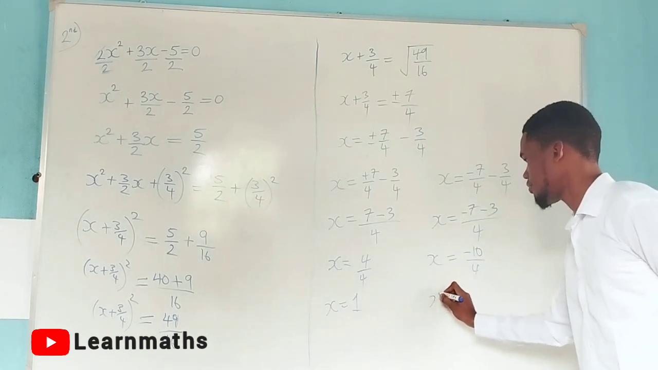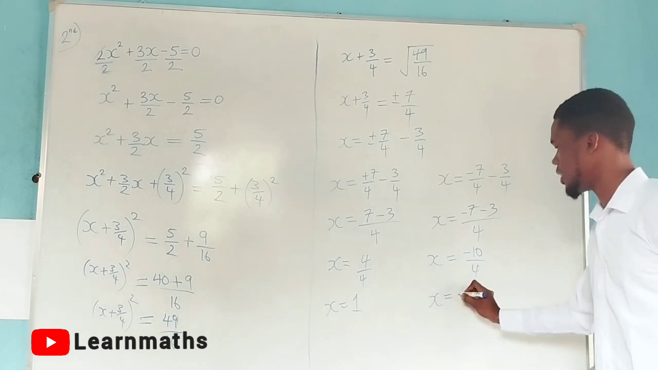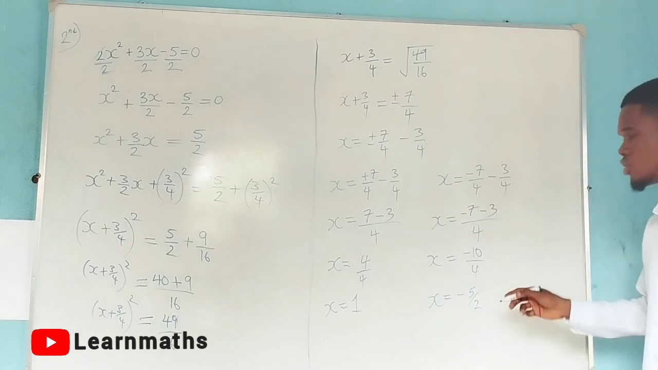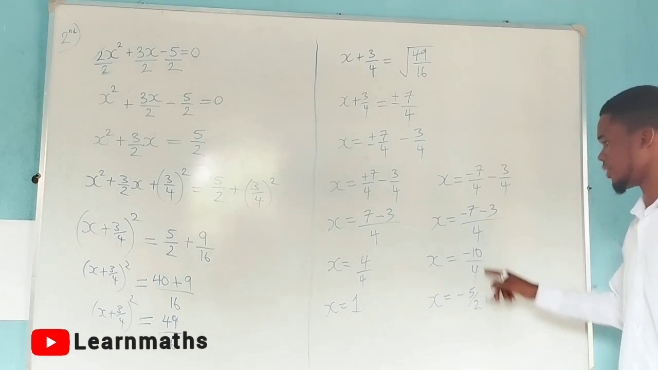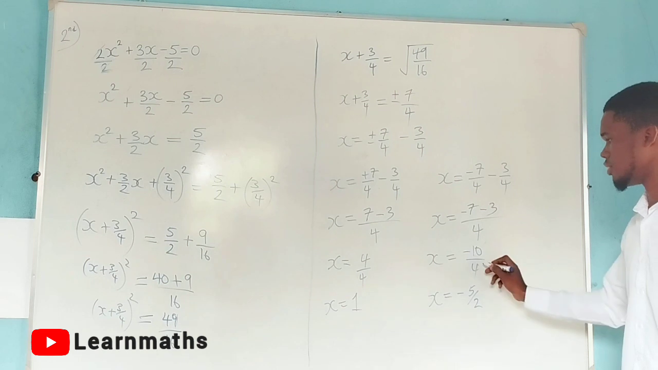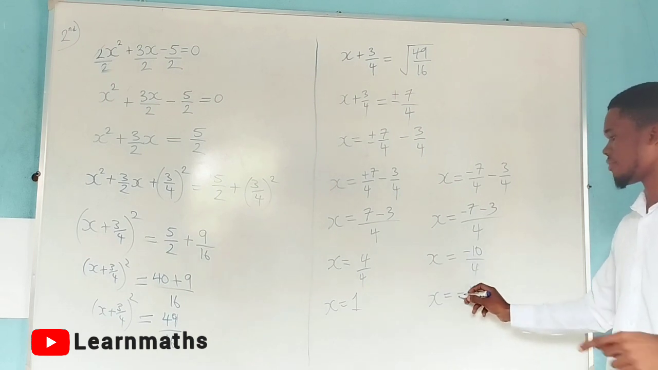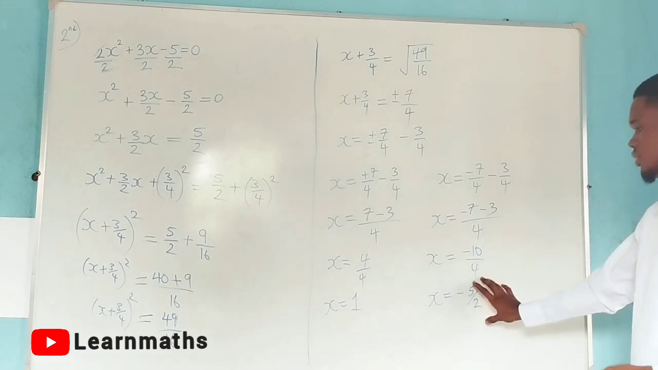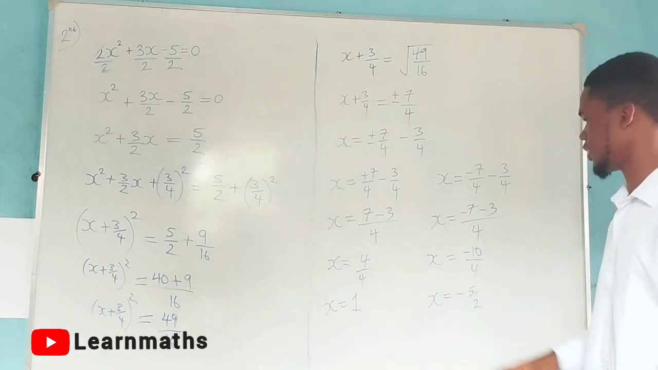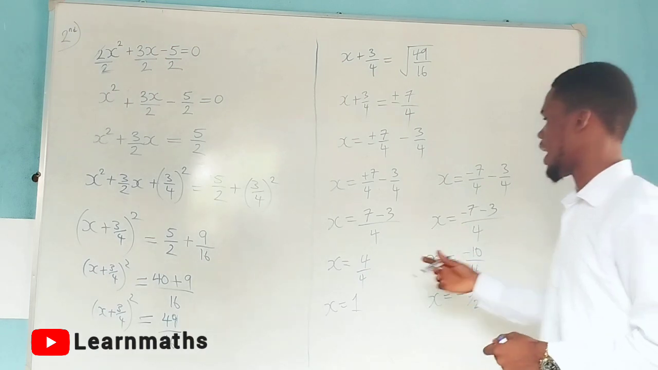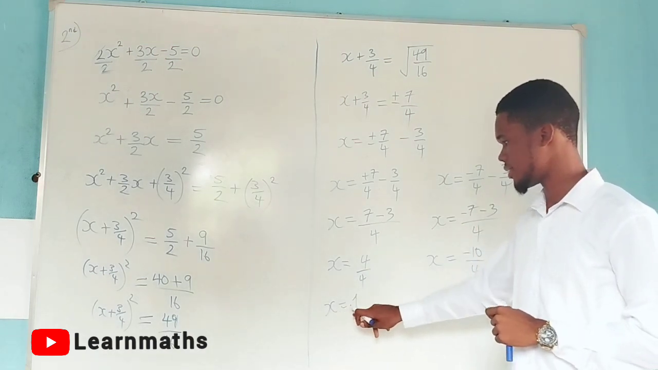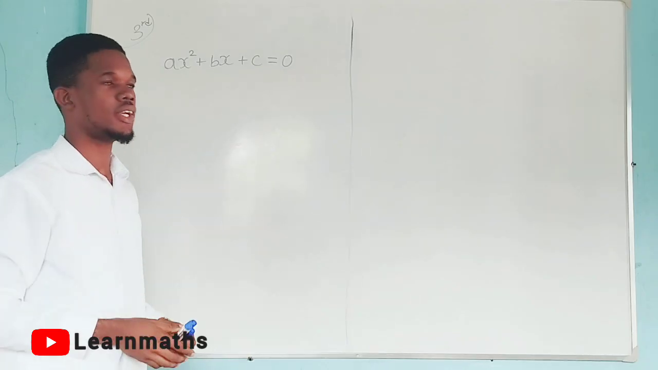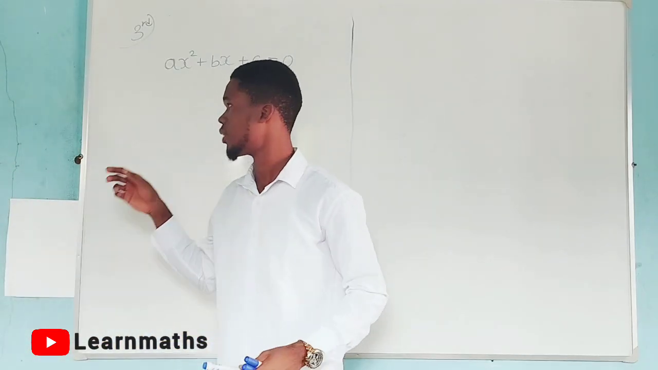And our second value for x is going to be negative 5 over 2. Because if you use 2 to divide 10, you're going to have 5. Use that same 2 to divide 4, you're going to have 2. So we have negative 5 over 2. And there is no factor that can go into 5 and 2, so we stop here. Negative 5 over 2. So for the second equation, our two values for x are 1 and -5/2. So for this final equation, we're going to solve using completing the square method.